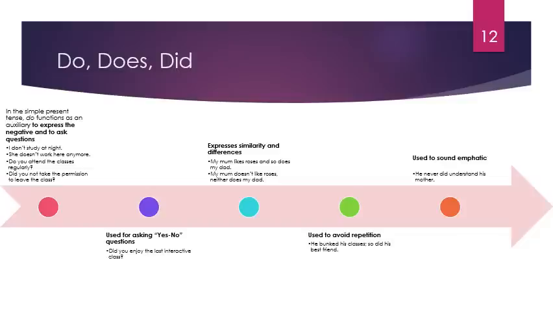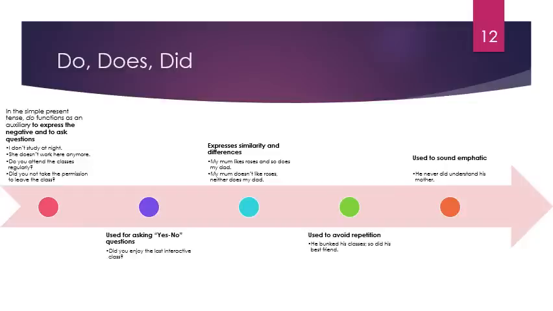My mom likes roses and so does my dad. My mom does not like roses, neither does my dad. So it may show you similarity or it may also show you differences along with avoiding repetition. He bunked his classes, so did his best friend. So if you don't have this kind of a conjunction, that is so, and the word did, which is a modal here, you will have to make a sentence like he bunked his classes, full stop. His best friend also bunked his classes.